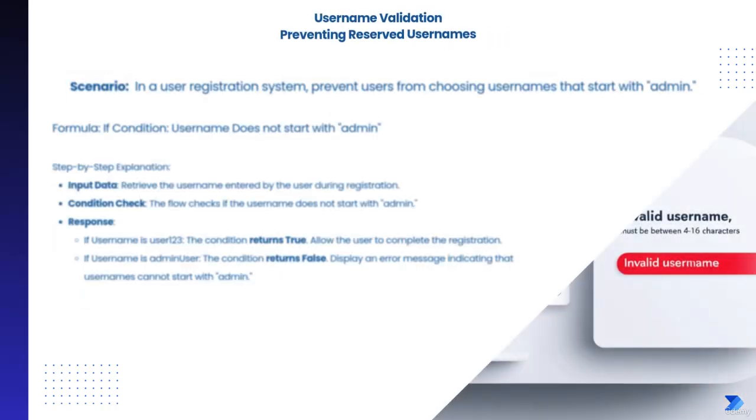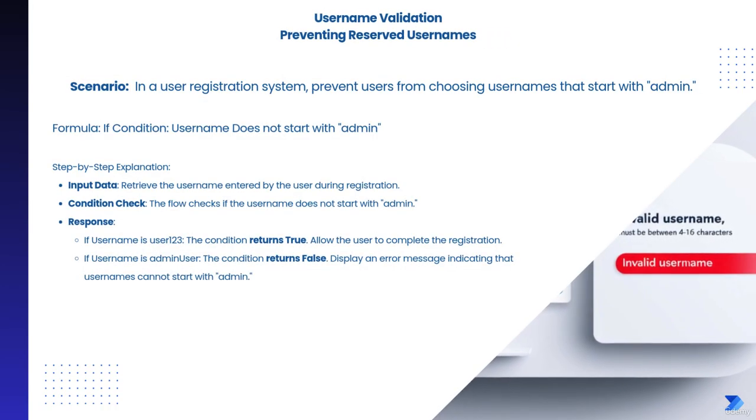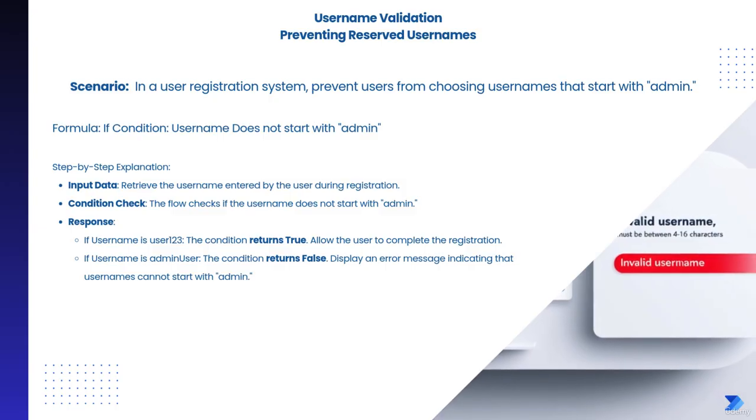Example 2. Username validation. Scenario: in a user registration system, you want to prevent users from choosing usernames that start with admin. The flow checks if the entered username does not start with this prefix. Formula: if condition. Username does not start with admin. Step-by-step explanation. Input data. Retrieve the username entered by the user during registration. Condition check. The flow checks if the username does not start with admin.